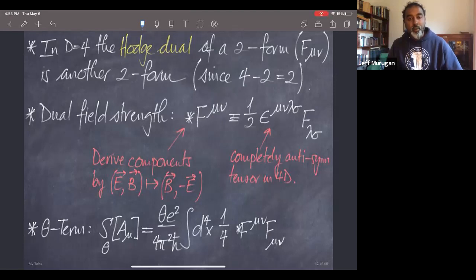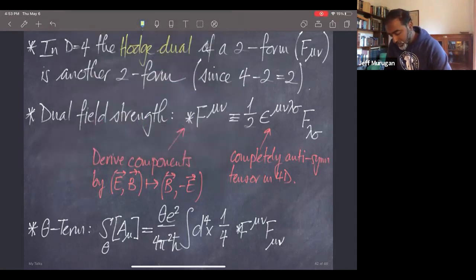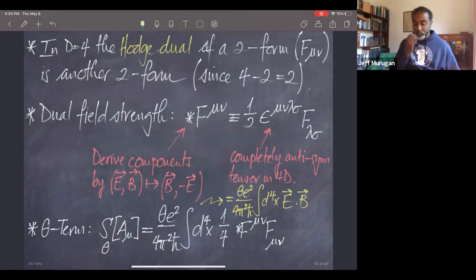So why don't we normally... in fact, you can do the calculation quickly, and you can show that this guy takes the form theta e squared over 4 pi squared h bar, integral d4x, E dot B. So it's quadratic in the fields, and it in fact contains a term that goes like the electric field dotted into the magnetic field.